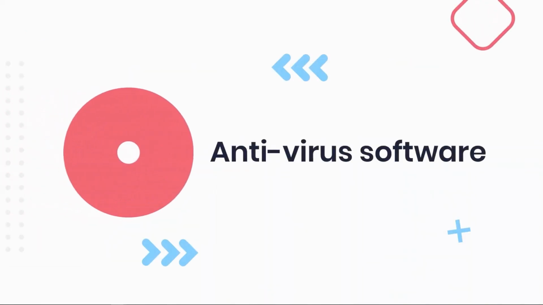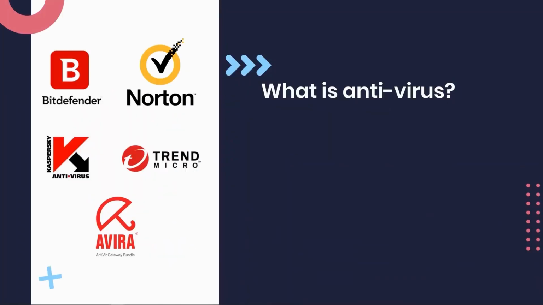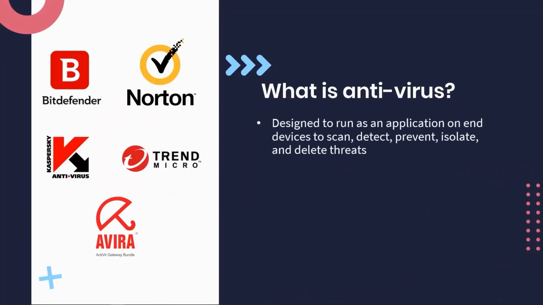Sometimes the term antivirus is confused with anti-malware software. So let's explore the concept of antivirus a bit further. Okay, antivirus software is designed to run as an application on end devices to scan, detect, prevent, isolate, and even delete the threat in most cases. When an antivirus is installed on an end device, it serves as a secondary line of defense after the firewall. It is software that runs automatically in the background to protect the device.